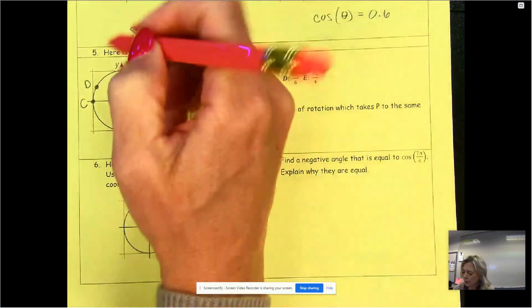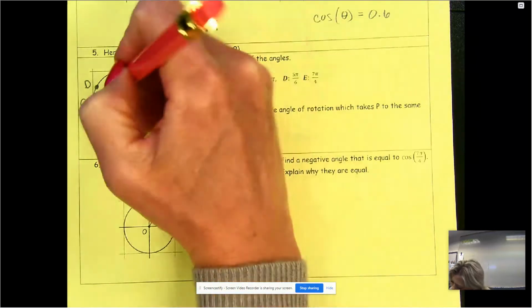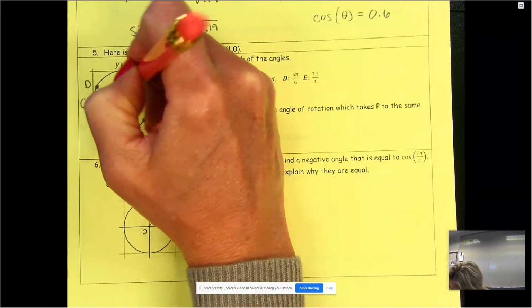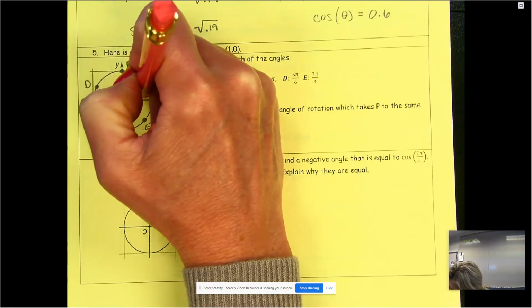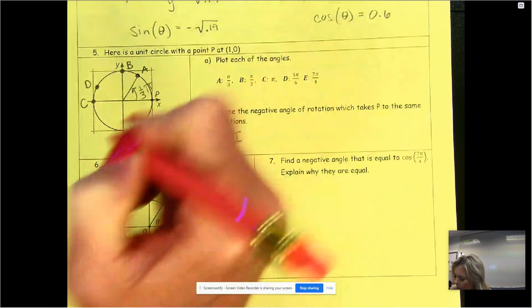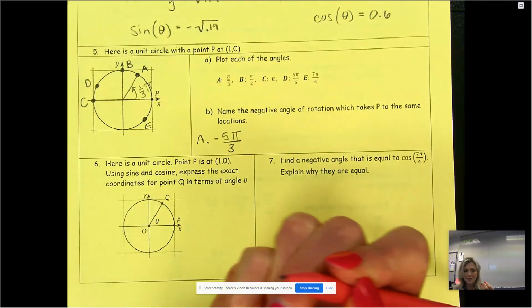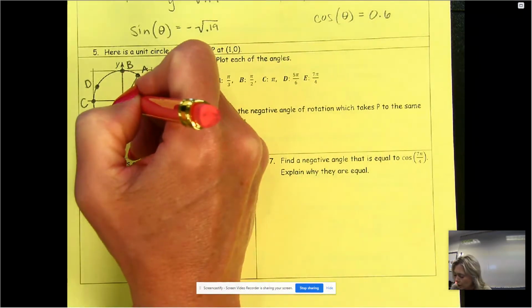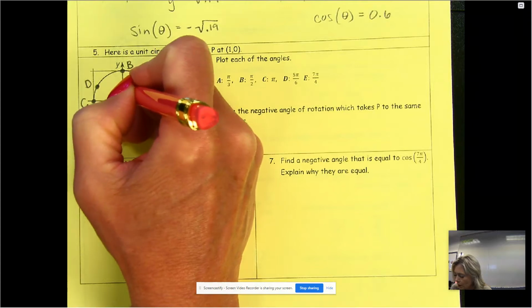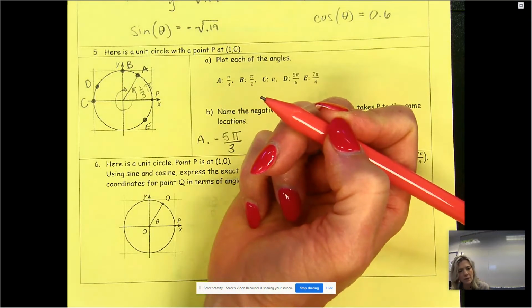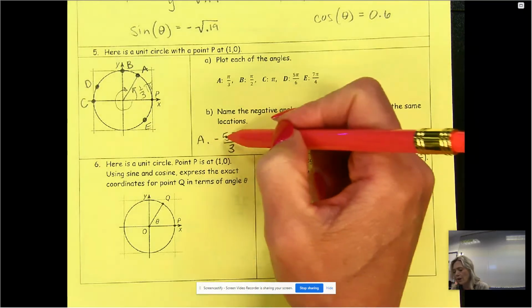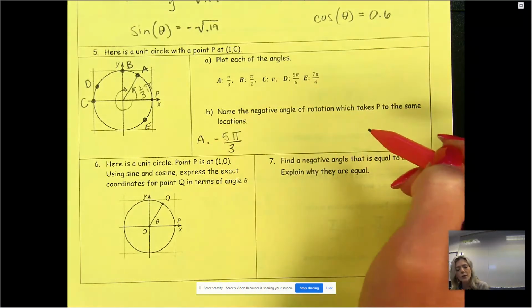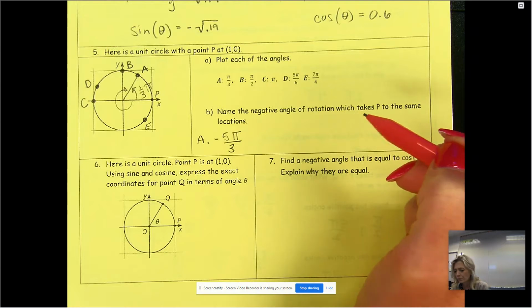You think about it like this: if this part is 1/3 of pi, and the whole circle is 2 pi, that's 6/3. So if this is 1/3, the other part is 5/3, right? Because it's 6/3 total, but it's in the negative direction. So negative 5/3 of pi. Every one of those you can think of in that way.